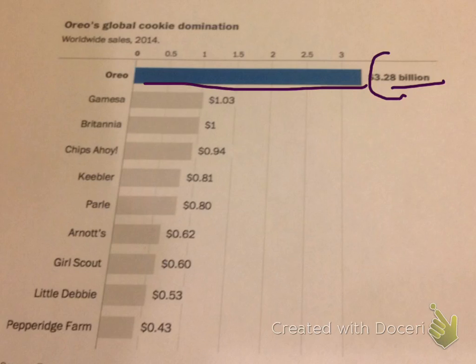And I can see that Oreo is dominating, like they said, compared to the other types of cookies in the world. The next one I never even heard of. Gamesa, Britannia, I never heard of that. Chips Ahoy, I've heard of that. Looks like they got 0.94 billion. So that means not even $1 billion worth. Britannia has a $1 sign. That doesn't mean they made $1. It means they made 1 billion. This whole graph is in billions of dollars. I think the main point of this graph, which is something you should think about when you're looking at a graph, is that Oreo sells way more than these other cookies. Oh look, there's Girl Scout cookies down at the bottom.